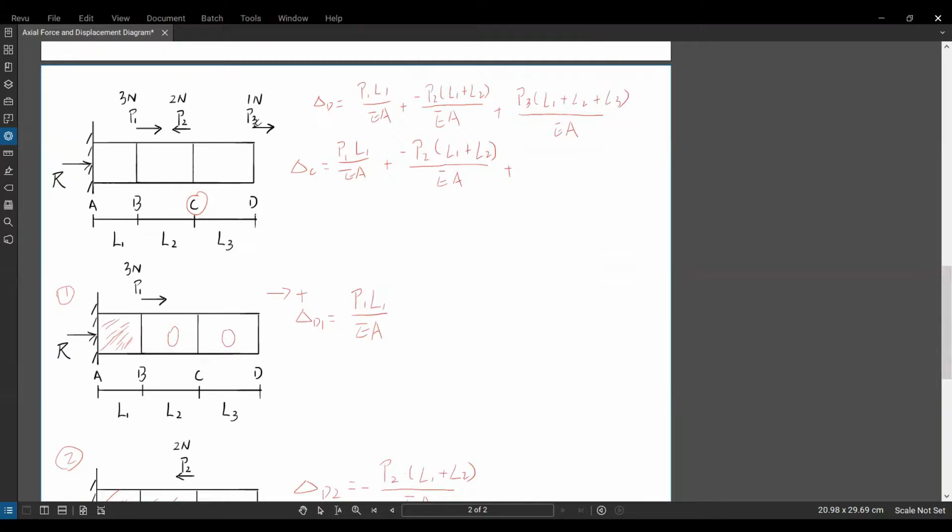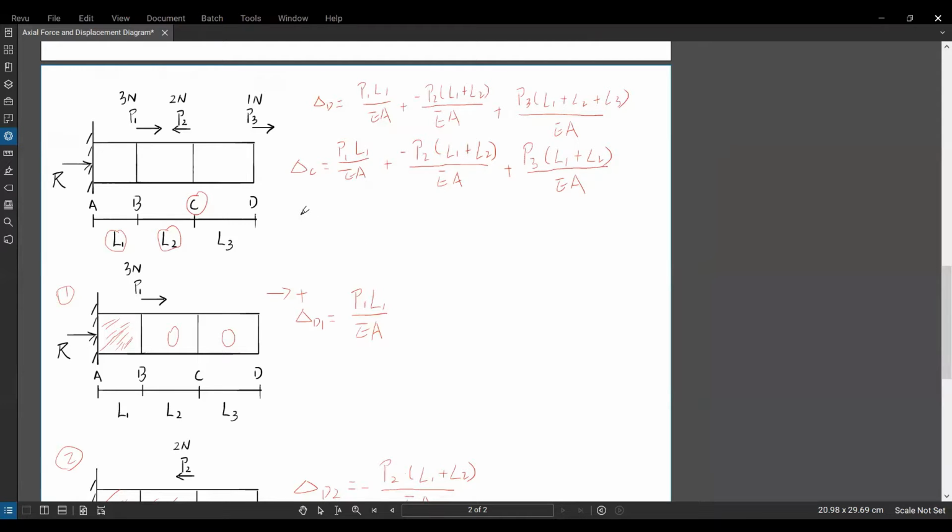How about P3? P3 is going to cause stress and strain along the whole length of the member, from point A to point D, but we're only interested in the deformation at point C. In this calculation, the lengths we're going to use are just L1 and L2. We don't really care how L3 is changed. Then the calculation here will be P3 (L1 plus L2) divided by EA. This is the displacement at point C.